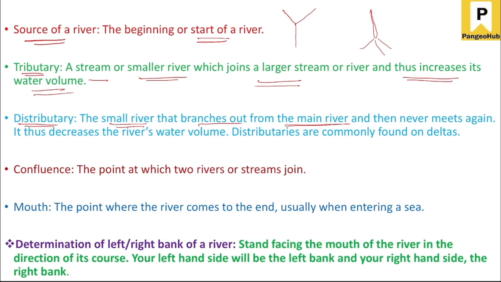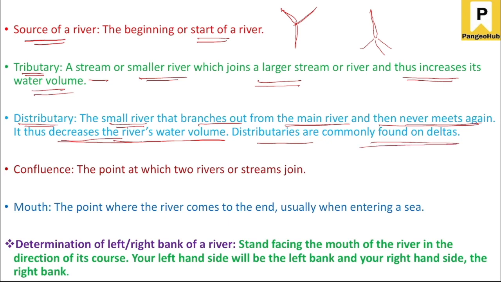Another basic difference between tributaries and distributaries is that tributaries are joined with each other, whereas distributaries bifurcate and they never meet again. Tributaries generally increase the water volume of the main river system, whereas distributaries decrease the river water volume. That means it happens mainly at the mouth of the river.